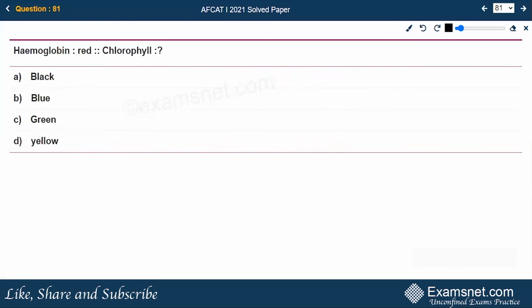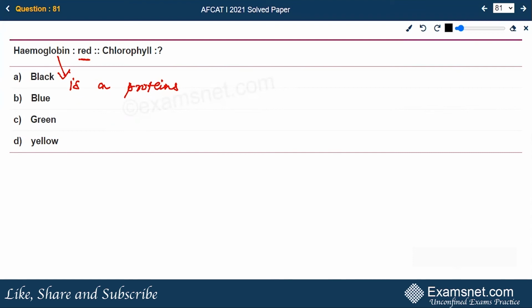Next, question number 81. Hemoglobin is related to red in the same way the chlorophyll is related to black, blue, green, or yellow. First of all, understand what is hemoglobin and how is it related to red. Hemoglobin is a protein in the red blood cells of the body of living organisms. It is a protein in RBCs that carries oxygenated blood to different body organs and tissues, and transports carbon dioxide from the same organs and tissues back to the lungs.